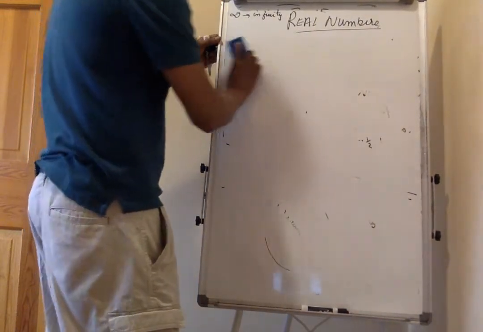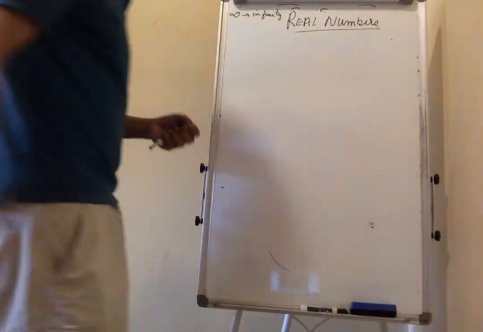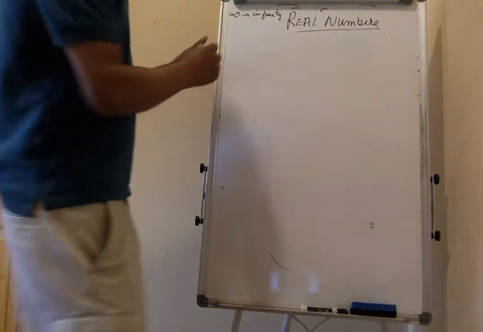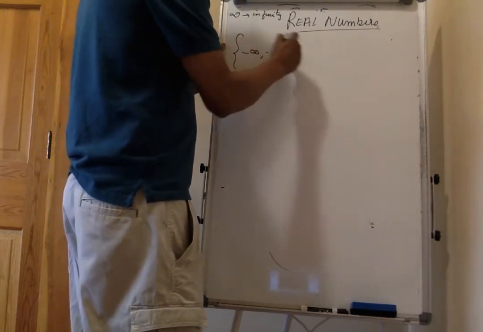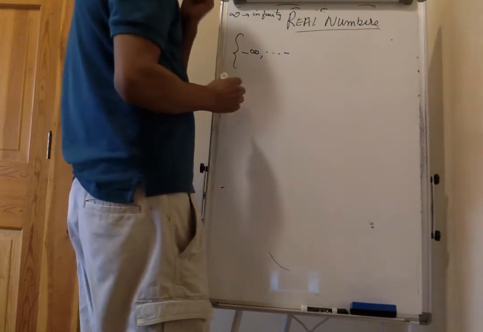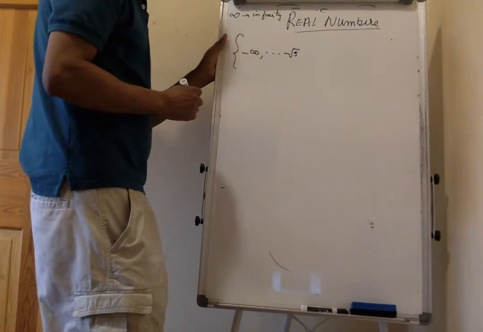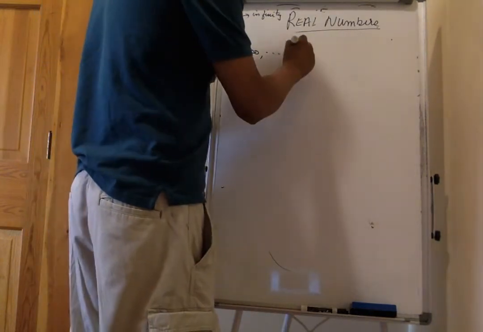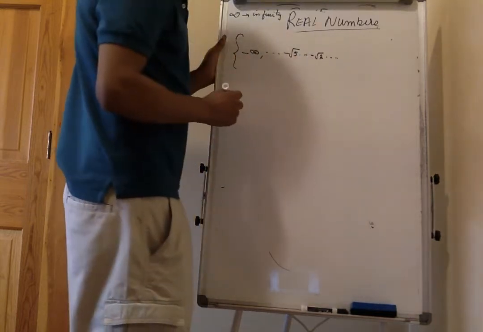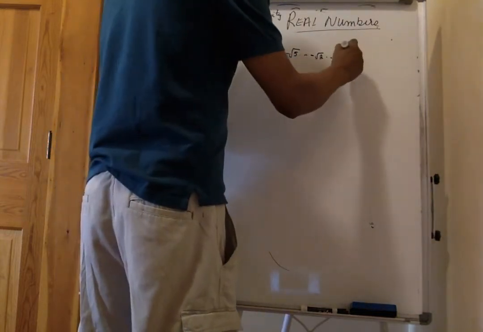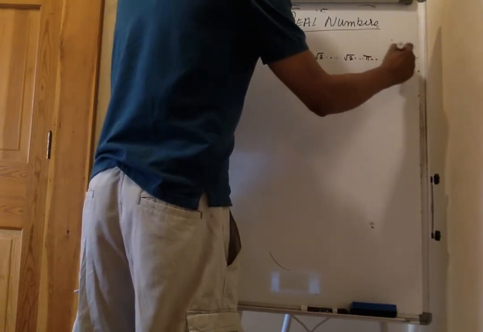and then there is another set of numbers that are distinctly different from rational numbers. These are, I'm going to do negative the square root of 5. Negative the square root of 2. And probably add square root of 2 and pi and up to infinity.